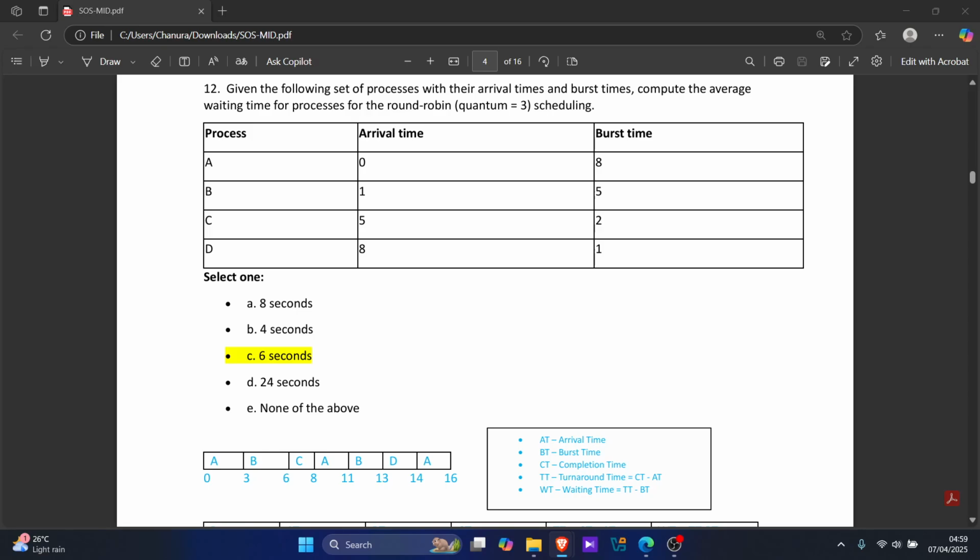Next is D. Time 13 to 14, D runs for 1 unit. D finishes. Waiting time for D, arrived at 8, started at 13. So 13 minus 8 equals 5. Then the Q is A. So A runs next. Time 14 to 16, A runs for 2 units. Finishes. Waiting time for A, first ran 0 to 3, then waited from 3 to 8, then ran 8 to 11, then waited from 11 to 14. So total waiting time is 5 plus 3 equals 8.